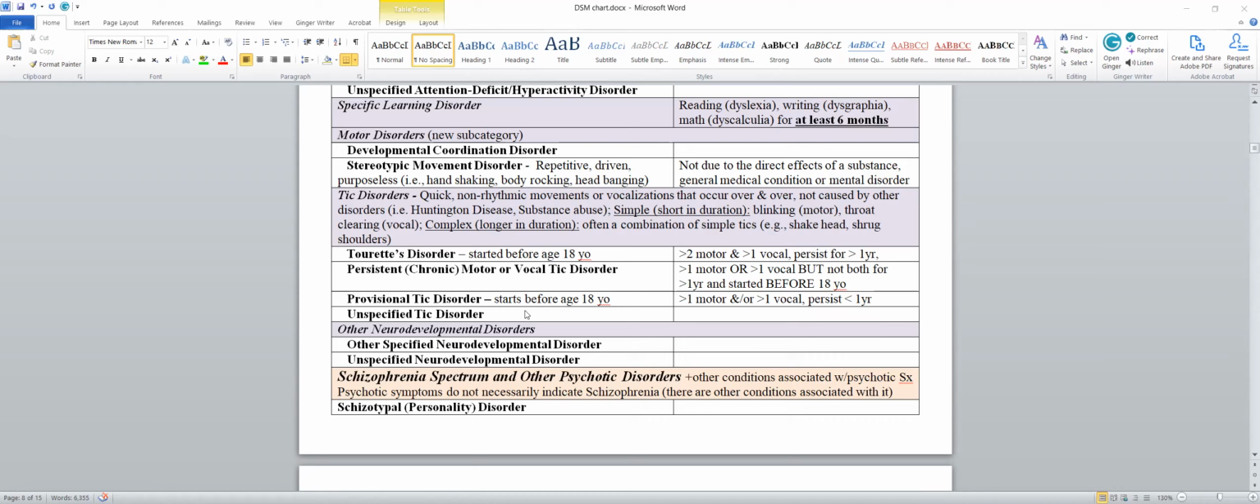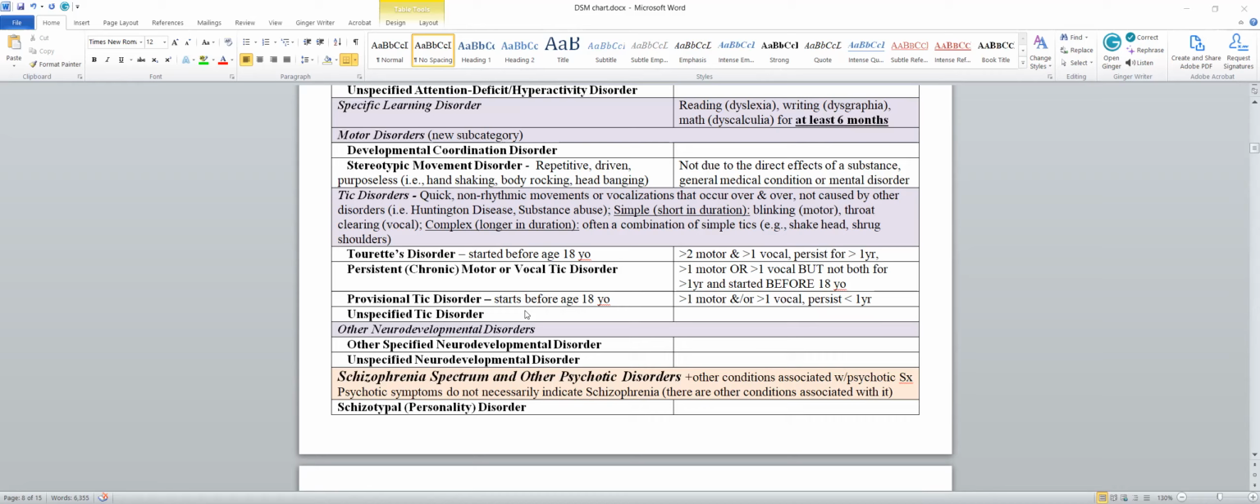The next subcategory is provisional tic disorder. Starts also before the age of 18 years old. There has to be at least 1 motor and or 1 vocal and persist for less than a year. So for provisional tic disorder, the symptoms required are 1 motor and or 1 vocal and persist for less than a year. The next subcategory under tic disorders is unspecified tic disorder.